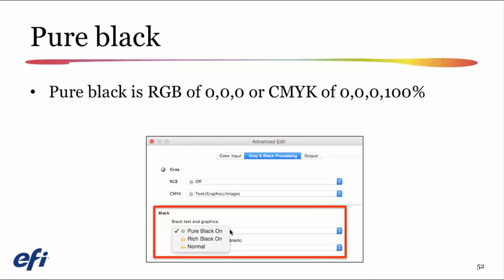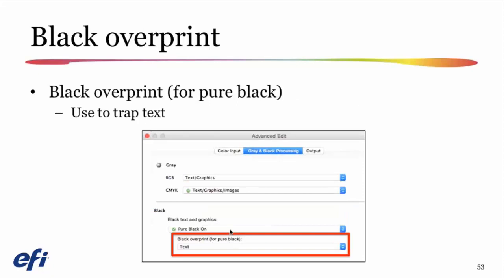If I'm using pure black, another thing I can do is enable overprint. We'll talk about that here. I can enable overprint for different kinds of page objects, but really if I'm using pure black on the Fiery, I probably want to set this to text only, since it's really only text that it's safe to overprint.